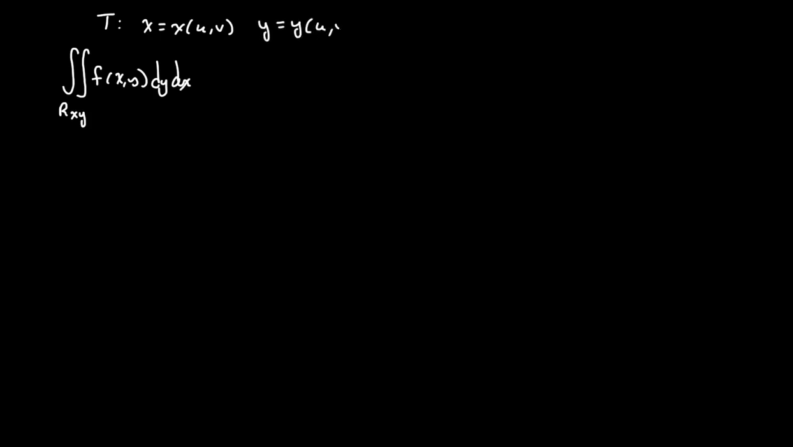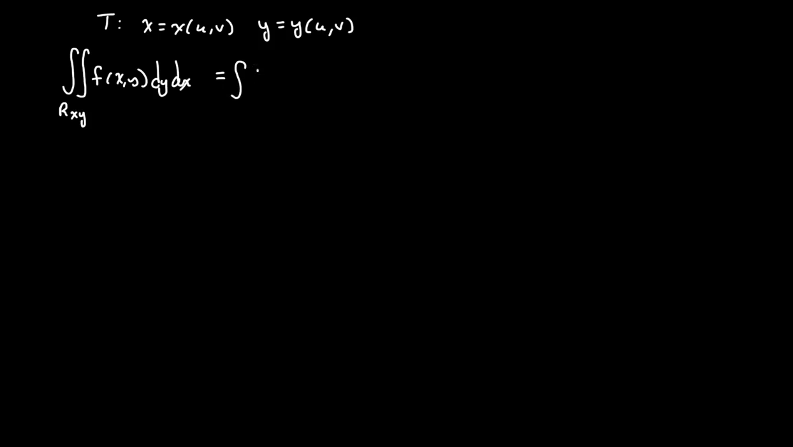In this lesson, we're going to make sense of the following. Consider the double integral over the region in xy of the function f of x y, and we'll just say dy dx for short. In doing this double integral, suppose we make a transformation where x is going to be some function of parameters u and v, and y is going to be some function of u and v. So we're transforming x and y into u and v.